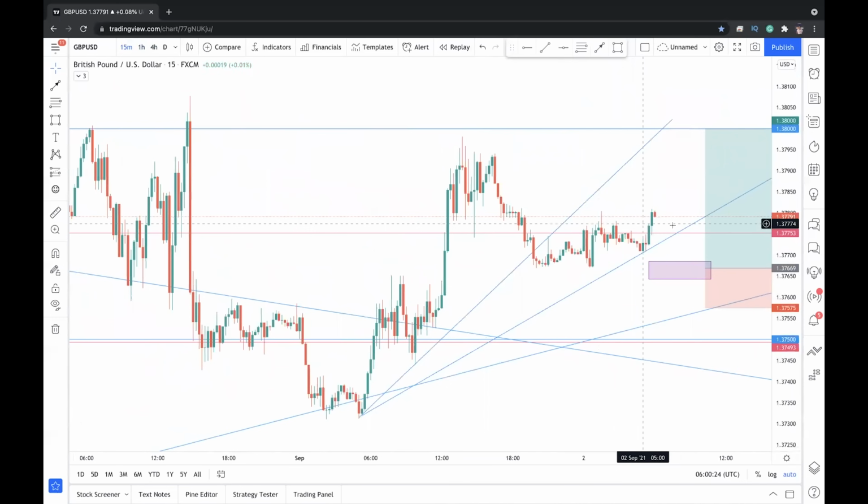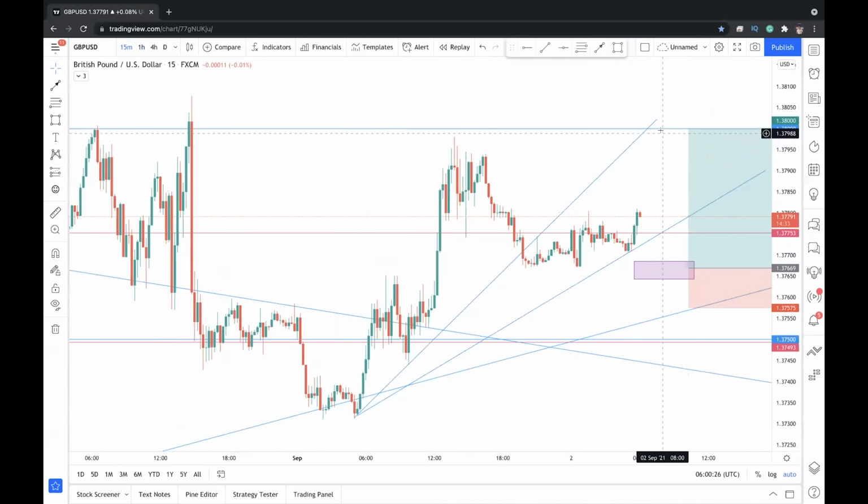All right. And where am I expecting it to stop? Price might stop here. Why? When it's touching this trend line and this psychological level, and drops back down.